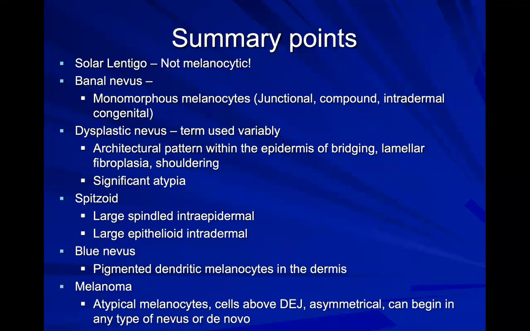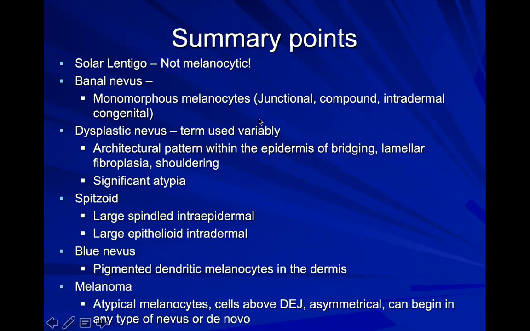So this is just an introduction to melanocytic proliferations. There's obviously much more to it, but it's just a general understanding and probably sufficient for your testing purposes. Summary points. Solar lentigo, not melanocytic. A banal nevus, you have monomorphous melanocytes and it can be junctional, that means only in the epidermis, compound in the epidermis and dermis, or purely intradermal. You can also have congenital architecture where it matures and the single cells extend down along adnexal structures.